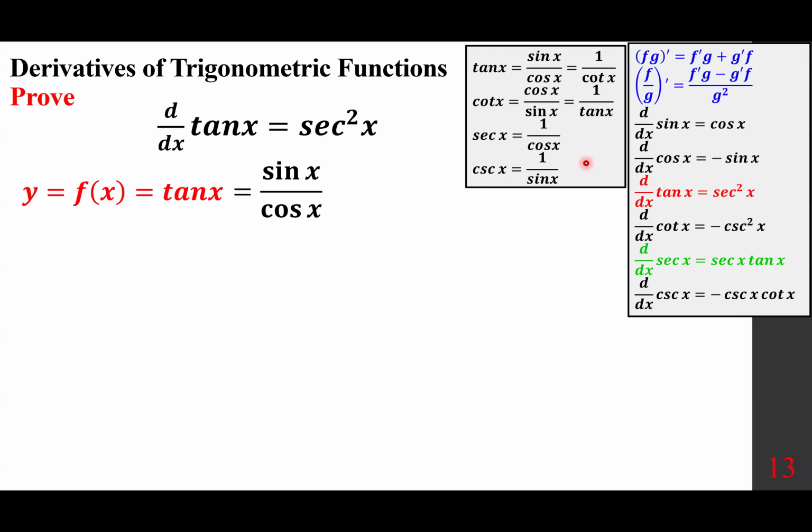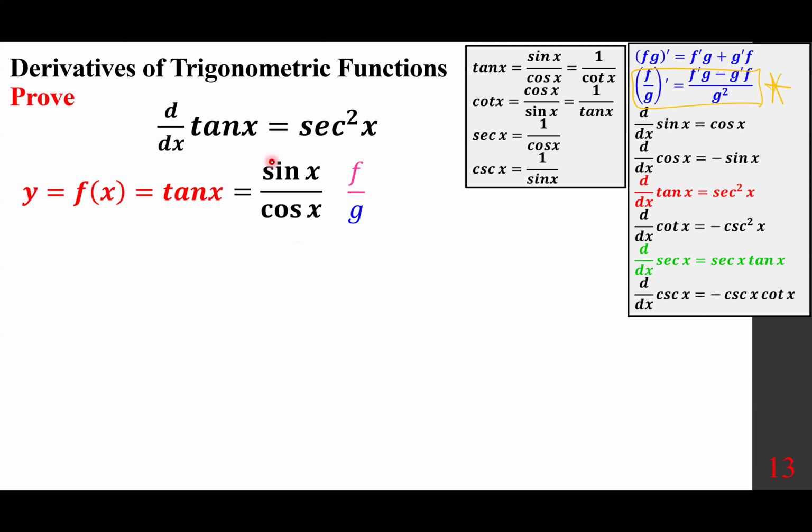So now, the reason we write it as sine over cosine is because we are going to use the quotient rule, and we're going to write f over g. So we are going to use this one, everybody.